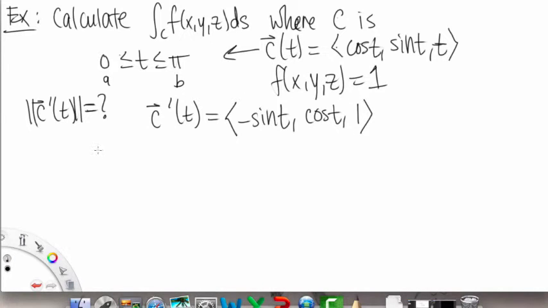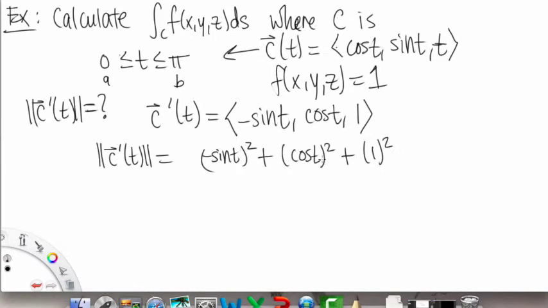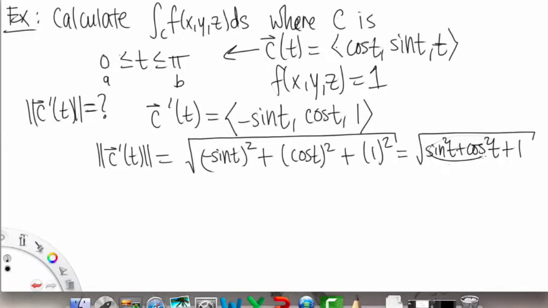So then we want to take the magnitude of it. So what that would be is basically squaring each thing individually, and then adding them together, and then square rooting. So what we have is negative sine t, and we're going to square everything, add it to the next component, squared, and add it to the final component, squared, and then we're going to square root the whole thing. Okay? So what we get is sine squared t plus cosine squared t plus 1. Okay? And this turns into a 1, of course.